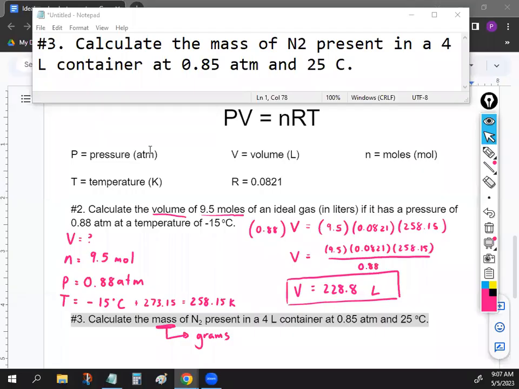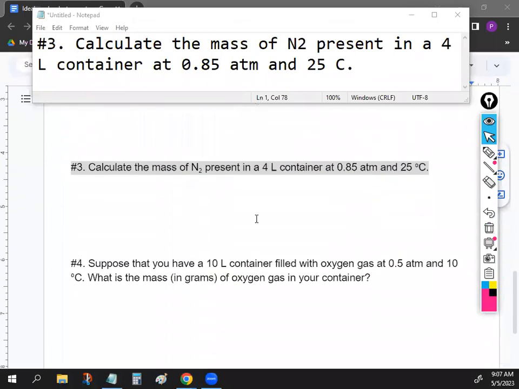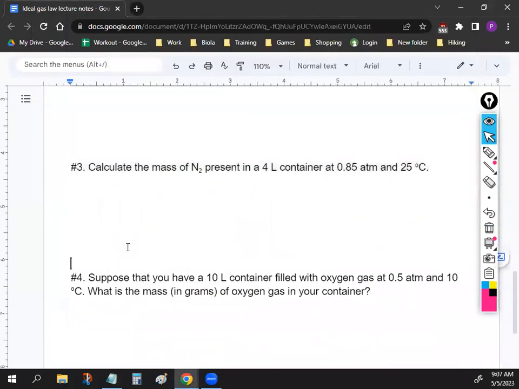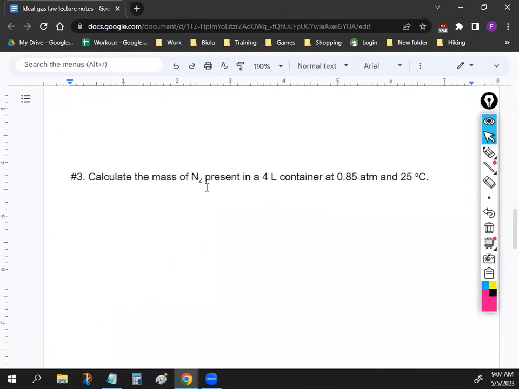Alrighty, guys. So I'm gonna scroll down a little to go over this. Okay, so we're gonna be calculating the mass of N2 in this container. So let's figure out the variables that we have. That way we can figure out the missing variable.